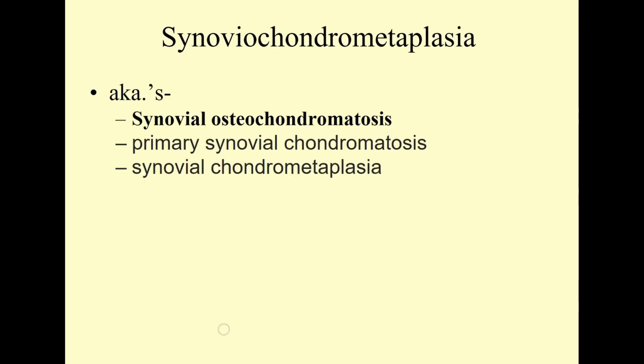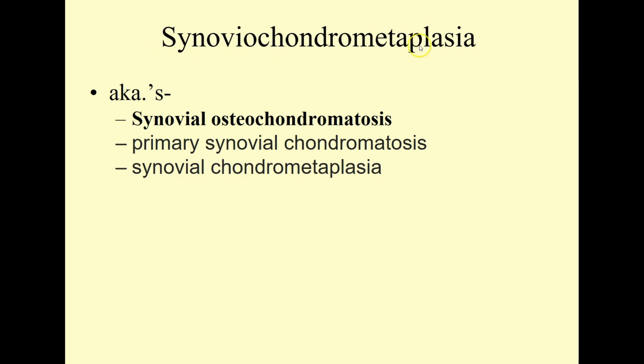Another entity in our last section of the degenerative subcategory group is something known as synovial chondrometaplasia, sometimes referred to as synovial osteochondromatosis, primary synovial chondromatosis, less commonly synovial chondrometaplasia. This is the phrase I use most often, synovial chondrometaplasia. I like it because it does give me some insight into what's going on.